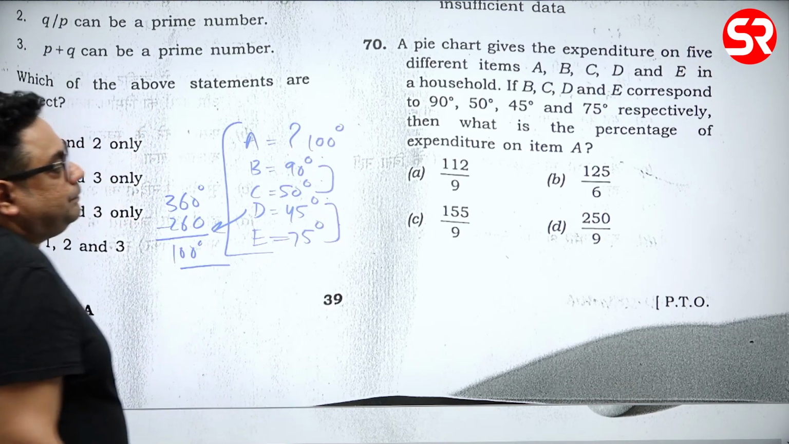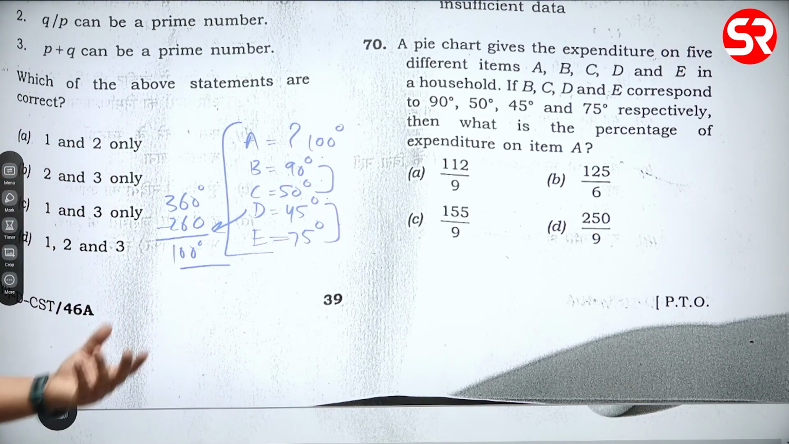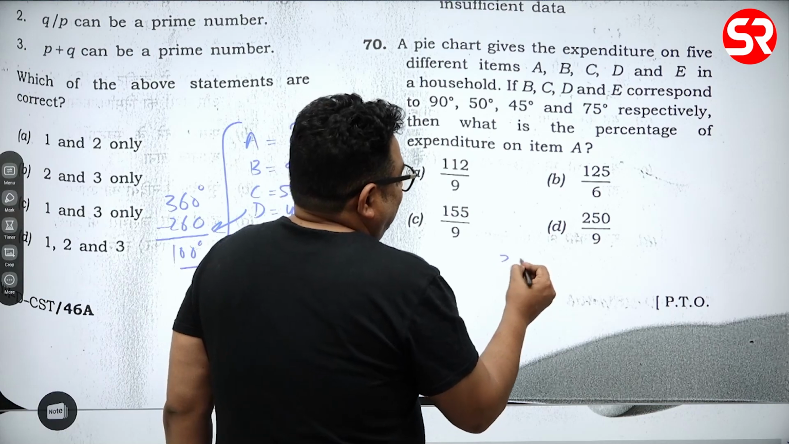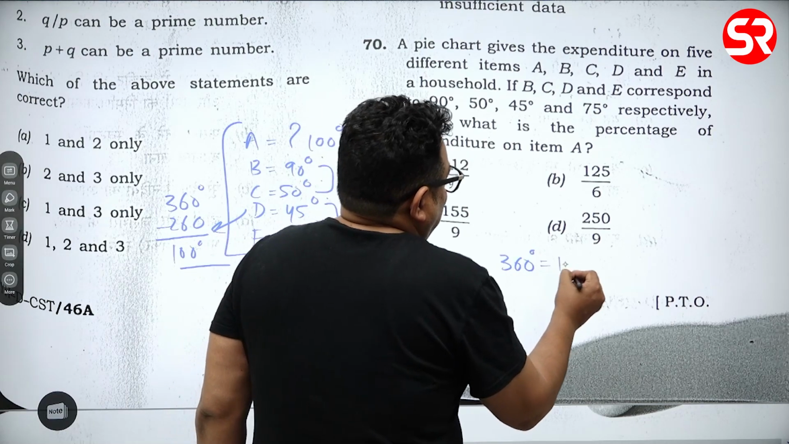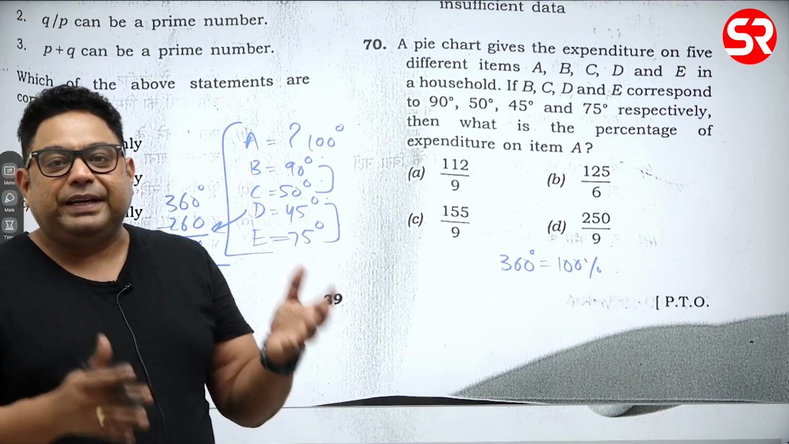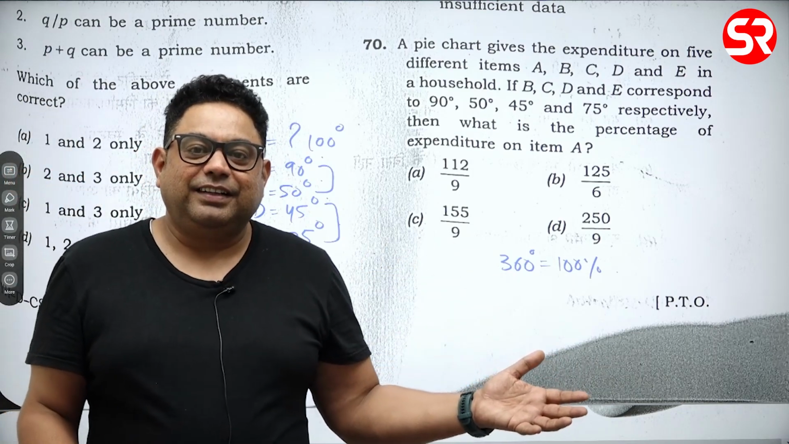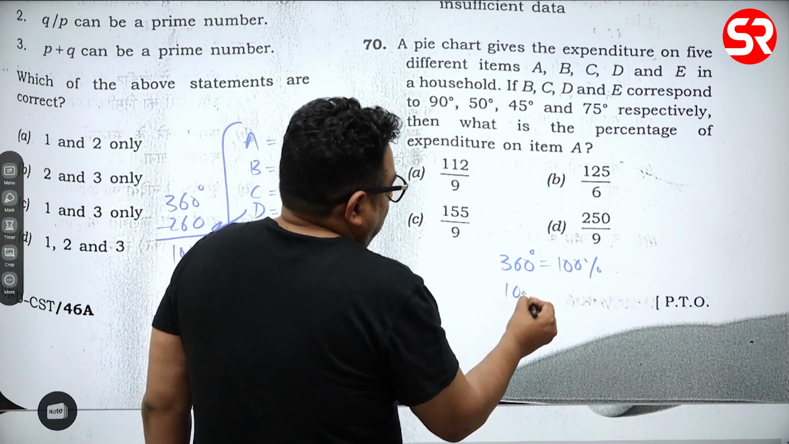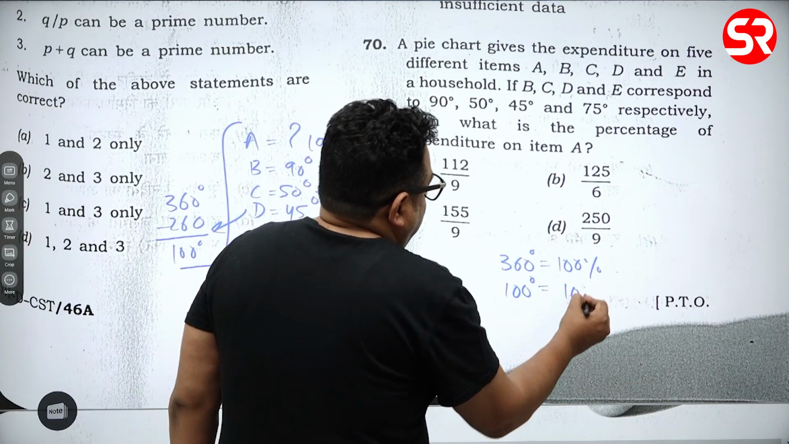Then what is the percentage? Come on. Everywhere we have written that 360 degree is equal to 100% in a pie chart. Everywhere. They are asking such basic things, right? 360 degree was 100%. So what is 100 degree equal to? Oh, basic calculation.